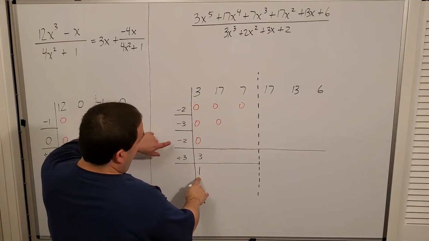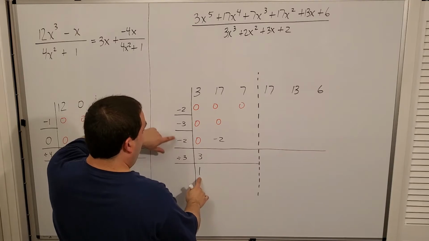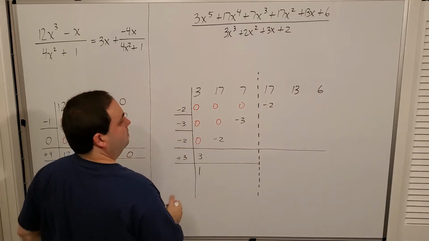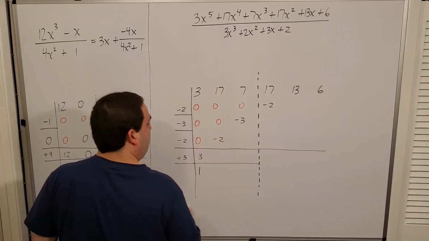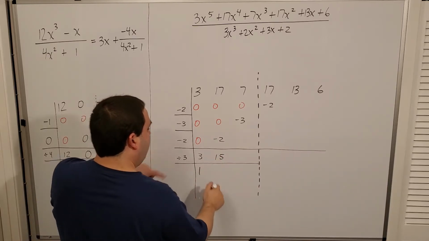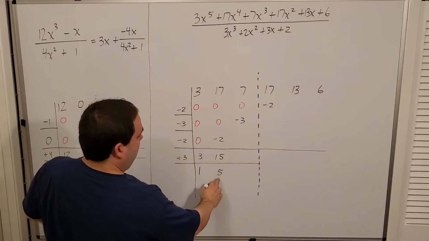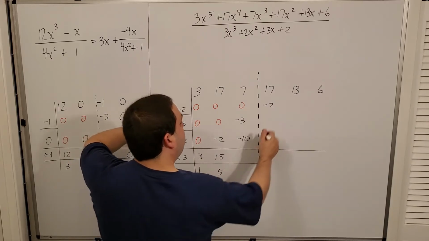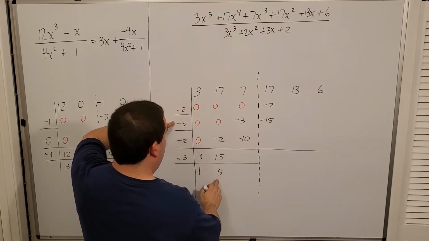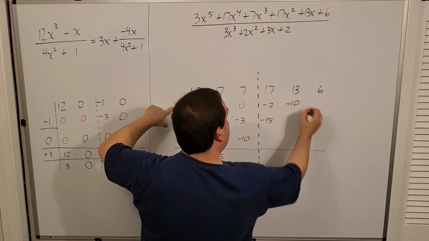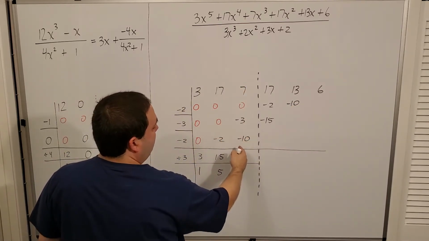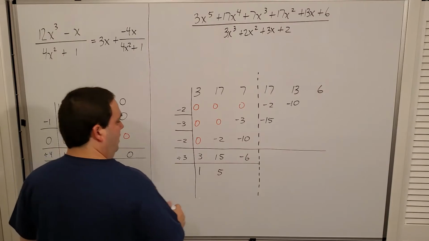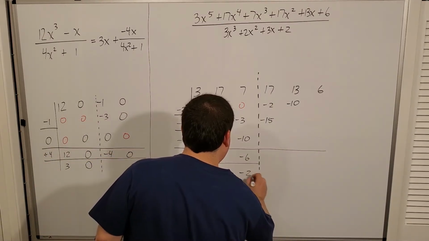Now I use the 1. 1 times negative 2 is negative 2. 1 times negative 3 is negative 3. 1 times negative 2 is negative 2. When I add up this column, 17 minus 2 is 15. Divided by 3 is 5. Now I multiply. 5 times negative 2 is negative 10. 5 times negative 3 is negative 15. 5 times negative 2 is negative 10. Okay, I can add up this column, and that gives me negative 6. Divide by 3, I get negative 2.